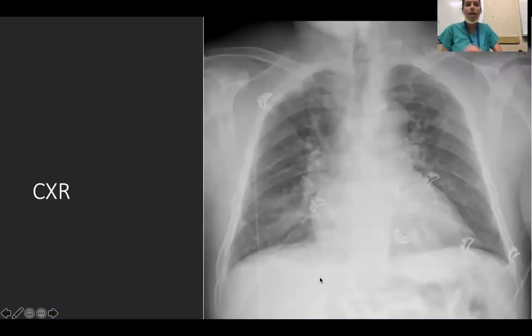Okay. And then you get this chest x-ray because you know that that's the next step. Anyone want to pop into the chat? Let's see who we have here. Maybe someone from the VA team, pop into the chat with a one sentence summary read of this chest x-ray.